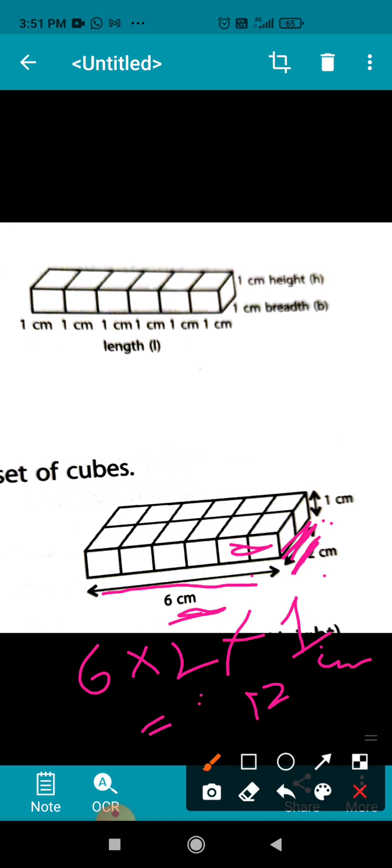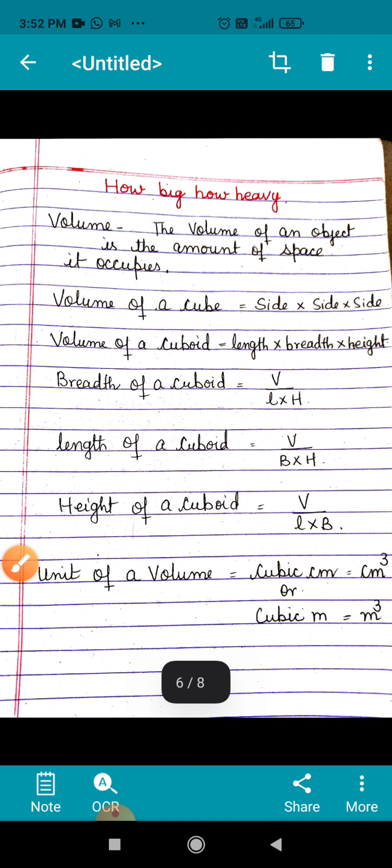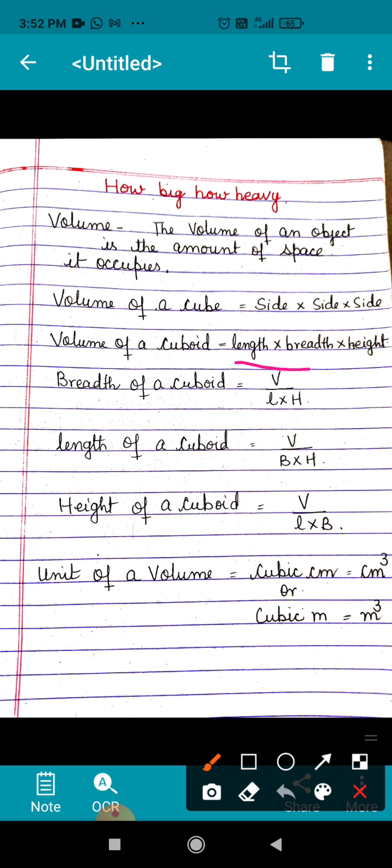Thus children, you have all learned that to get the volume we will use the formula length into breadth into height. This is the formula to find out the volume of a cuboid. And the volume of a cube is equal to side into side into side.